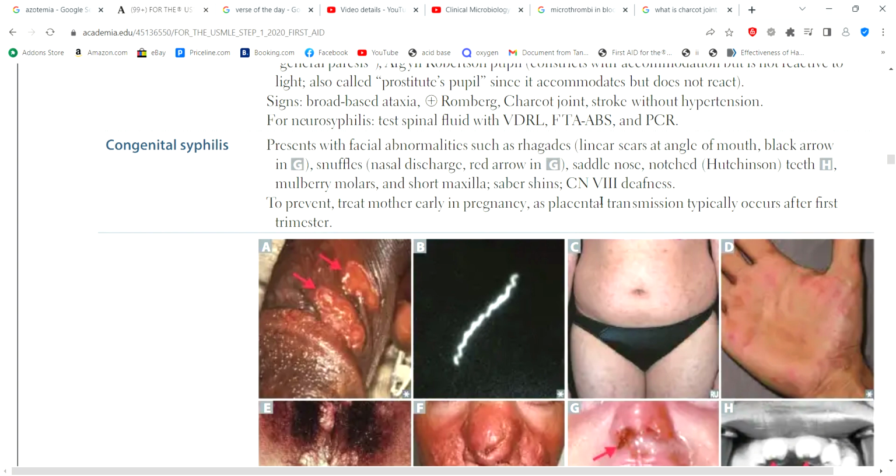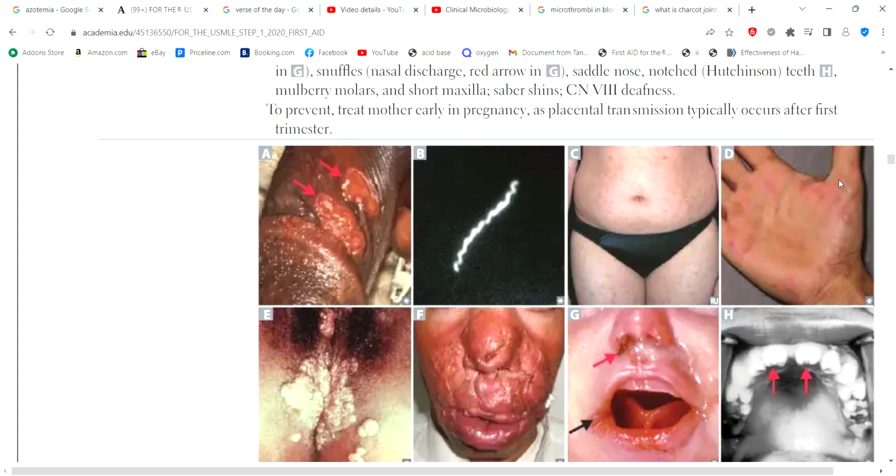Snuffles. Nasal discharge, which is the red arrow in G. So that's known as snuffles, a nasal discharge seen in congenital syphilis. Okay, so that's that.